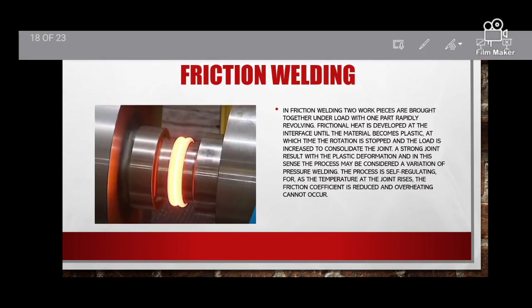Friction welding. In friction welding, two workpieces are brought together under load with one part rapidly revolving. Frictional heat is developed at the interface until the materials become plastic, at which time the rotation is stopped and the load is increased to consolidate the joint. A strong joint results with a blast deformation, and this process may be considered a variation of pressure welding. The process is self-regulating, for as the temperature at the joint rises, the friction coefficient is reduced and overheating cannot occur.